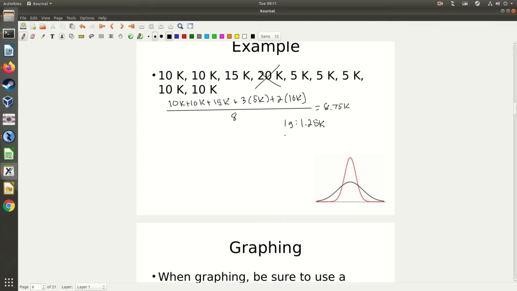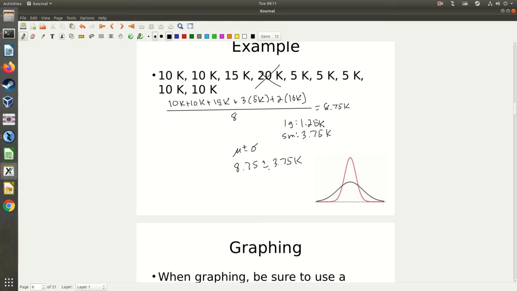And then for your small, put SM for small, it's going to be 5, 5. So 8.75 minus 5 is going to be 3.75 Kelvin. And so remember, you write it as mu plus or minus sigma. So mu being your average, sigma being, more or less, your standard deviation. So then I write it as 8.75 plus or minus 3.75 Kelvin.